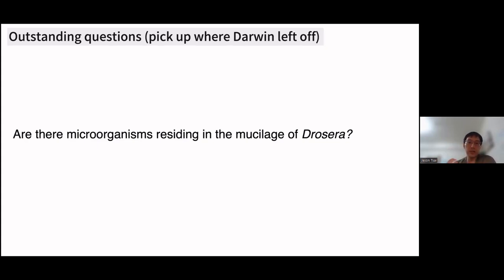The mucilage is often exposed to environmental influences, right? For example, raindrops will perturb the mucilage. So it makes us wonder what microorganisms live in it, and do they play a role in digestion?